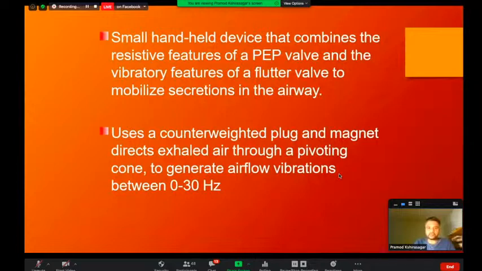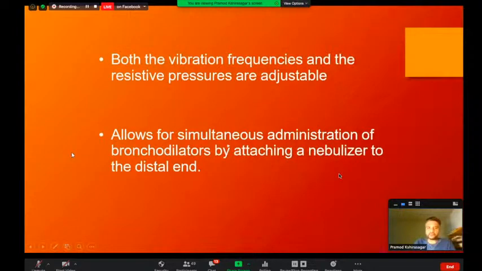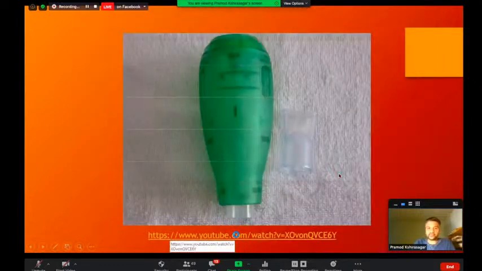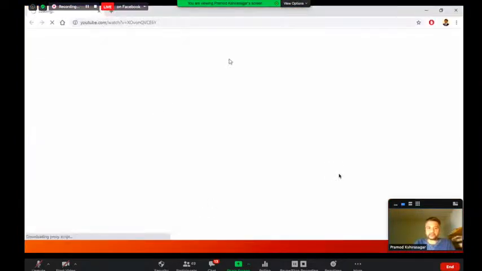It uses a counterweighted plug and magnet, and directs the exhaled air through a pivoting cone to generate airflow vibrations between 0 to 30 hertz. So both vibration frequencies and resistive pressures are adjustable. There is a clear-cut mark, and you can increase the resistance by rotating that. Okay, so this is just a quick video about that, because we are almost finishing our slideshow.